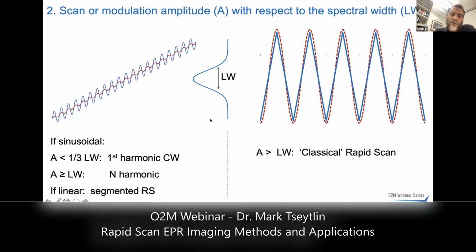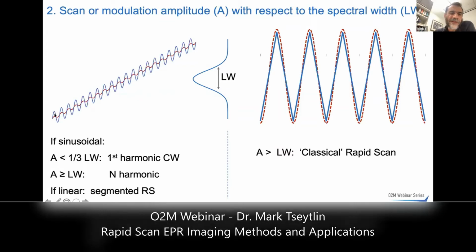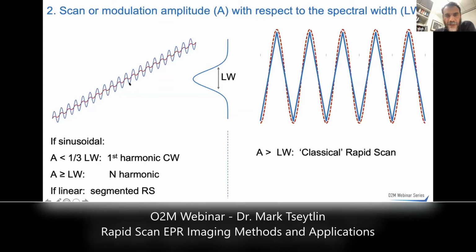You may have it a little bit broader, then you have multiple harmonics, which you can, again, reconstruct into a signal spectrum. Another approach is when the sweep of your magnetic field exceeds your line width, and that's how classical rapid scan is done. So in one scan, you actually capture the entire spectrum, while here you go essentially segment by segment as you move along the spectral dimension.